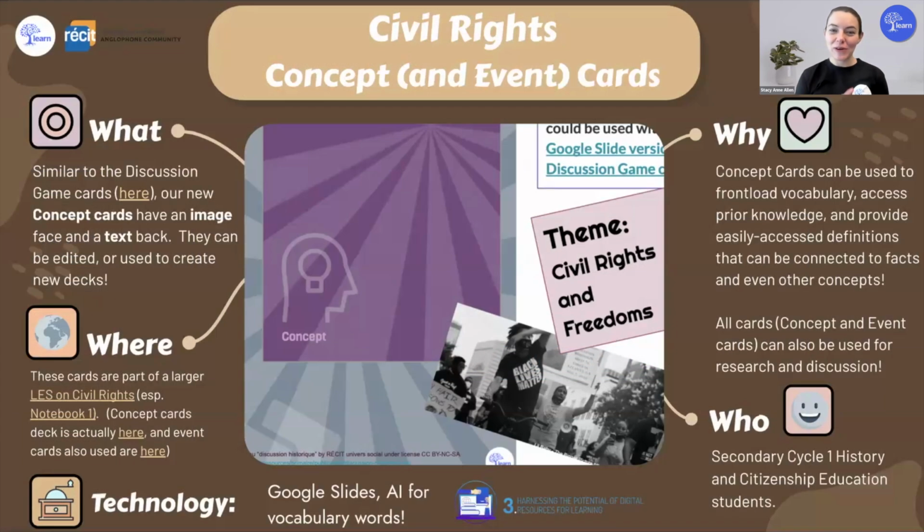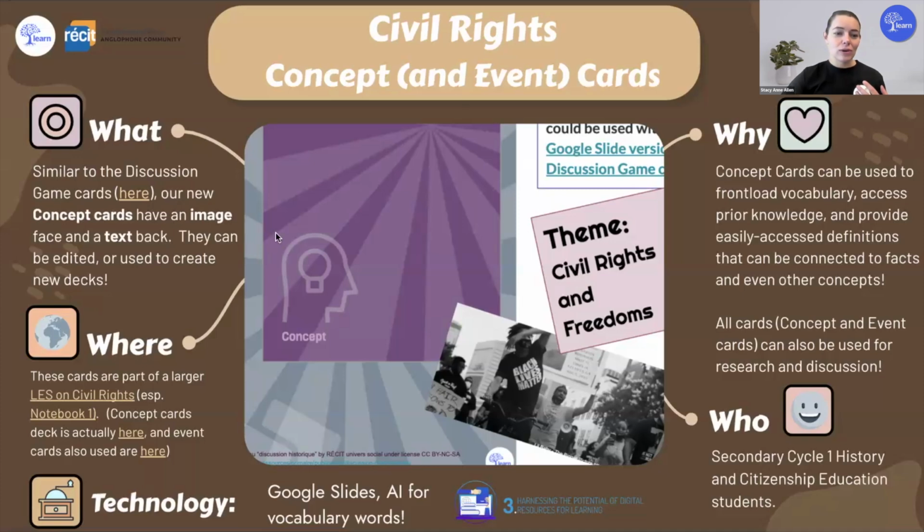Now I'm going to jump into our resource today for secondary history. These are civil rights concept and event cards, and they are a wonderful way to front load vocabulary and concepts to your students, and also check a bit about their prior knowledge before you dive deeper into a unit. These cards are formatted very similar to the discussion game cards. So if ever you are looking to explore a game with your students, these cards could be integrated in the game or used in your own game that you could play in your classroom.